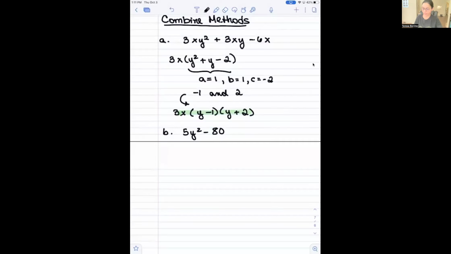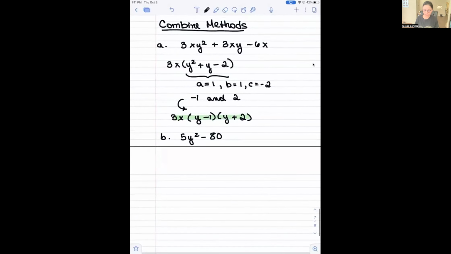Paying attention to everything. This is the first example from this section. It was 3x times y squared plus 3xy minus 6x. The first thing that we did here was find the greatest common factor. It was 3x, and then we multiplied that by y squared plus y minus 2. And this is a quadratic function where a is 1. So that's the first method that we talked about for trinomials, b is 1 and c is minus 2.